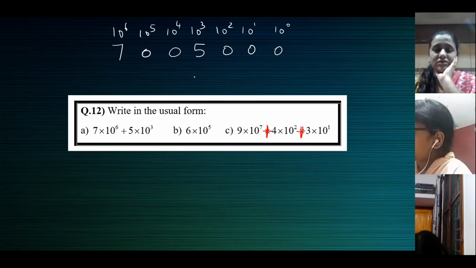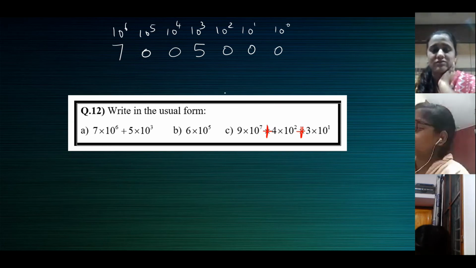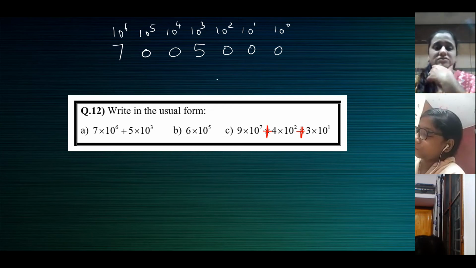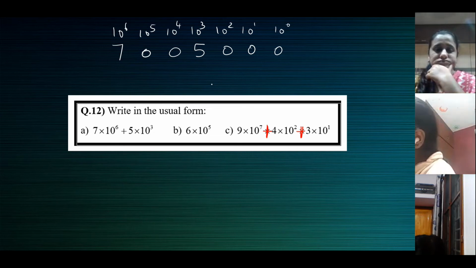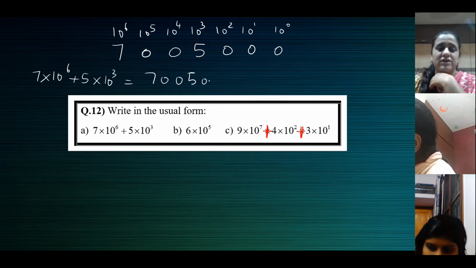You understand what I'm trying to say, children? You should write the place values and fill the digits in the correct place value. It's expected to be done like this. You'll get the same answer. You gave the same answer, both of you, but it is supposed to be presented like this. So you must do this, and then say, therefore, 7 into 10 to the power 6 plus 5 into 10 cubed is equal to 7005000, like this.